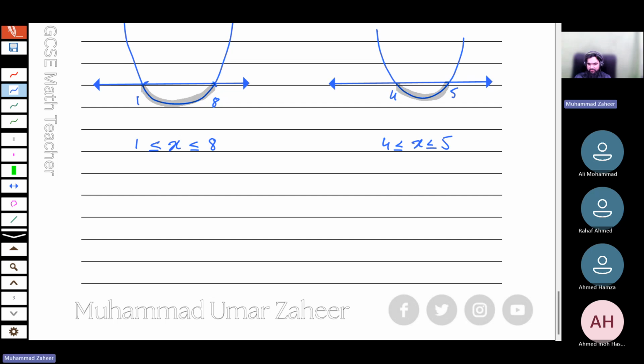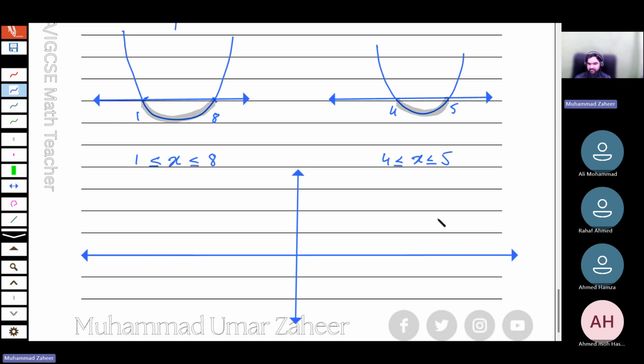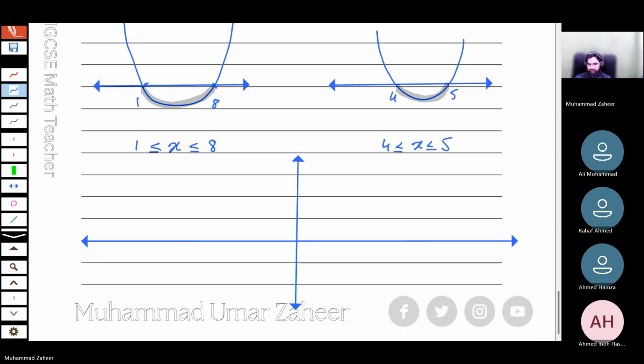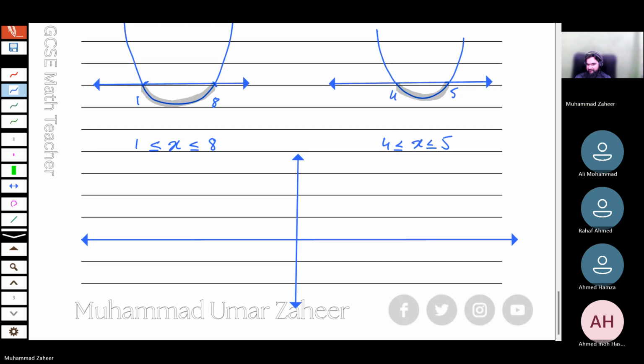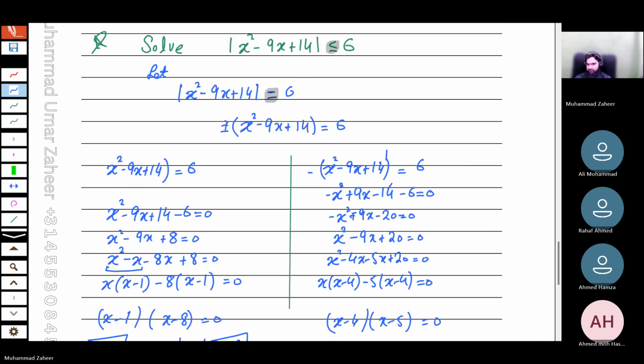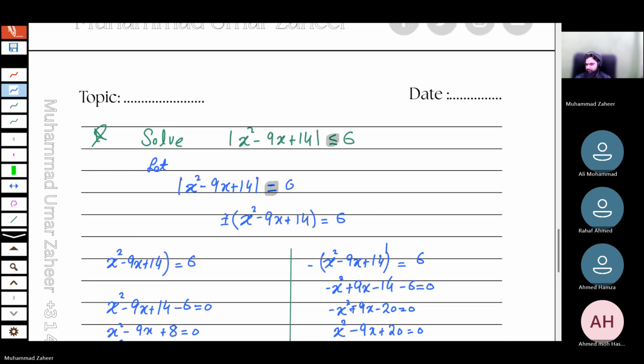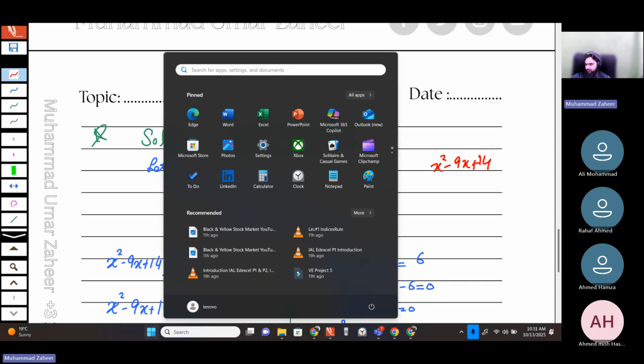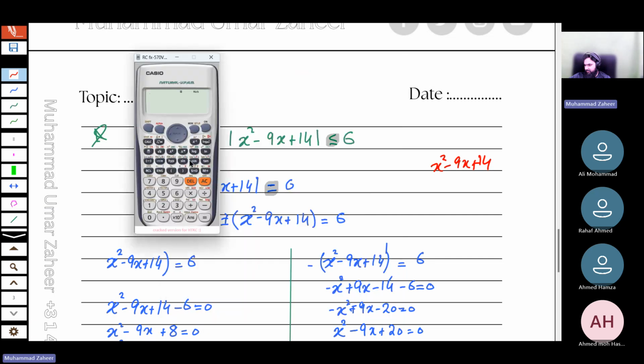So these are the values that you are going to get. But obviously we need to make the graph of this one. If I'm going to draw the major graph of this inequality, can I even find the turning point of this one? We need to solve this one, x square minus 9x plus 14. I'm just using the calculator to find the values directly, okay? I need to find the points.